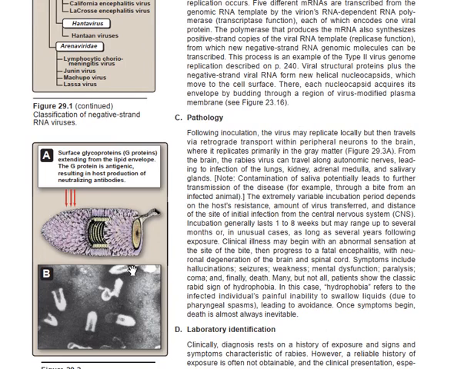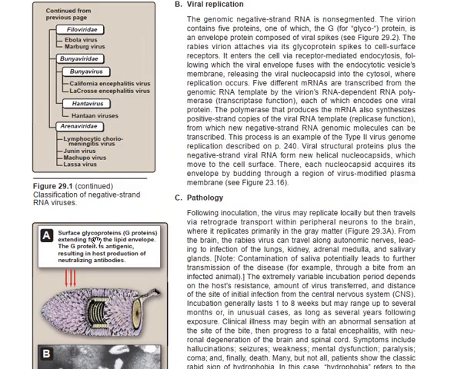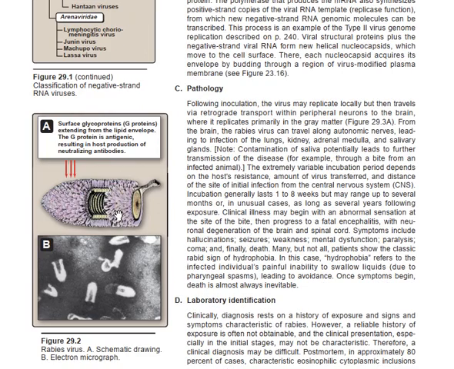Now, the surface glycoproteins. This is just a diagram to show you the rabies virus or Lyssavirus. The rabies virus is made up of surface glycoproteins, which are the G protein, extending from the lipid envelope. The G protein is antigenic. It is the one that has the antigenic property of the rabies. Is it clear? So the G protein is antigenic, resulting in host production of neutralizing antibodies.